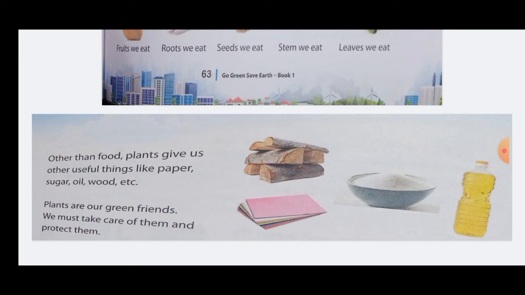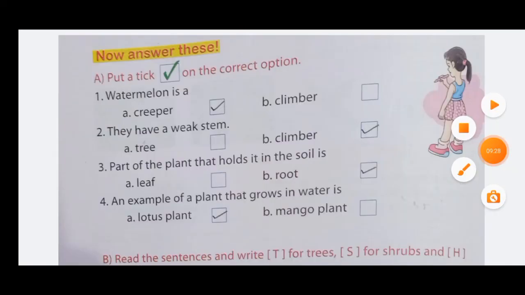Now, exercise time. First exercise, put a tick on the correct option. Number 1, watermelon is A, creeper, B, climber. Answer is creeper. Number 2, they have a weak stem. Option A, tree. B, climber. Answer is climber.